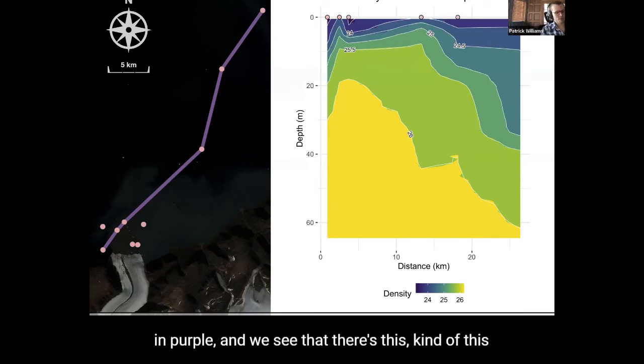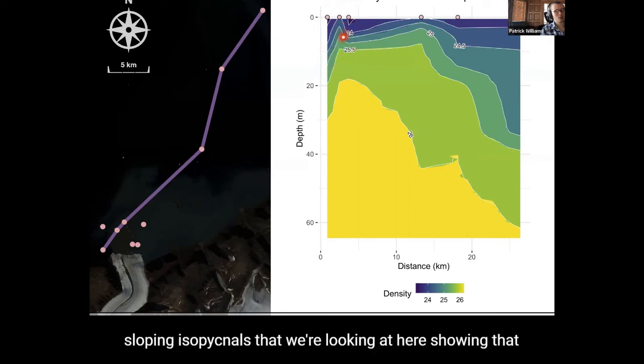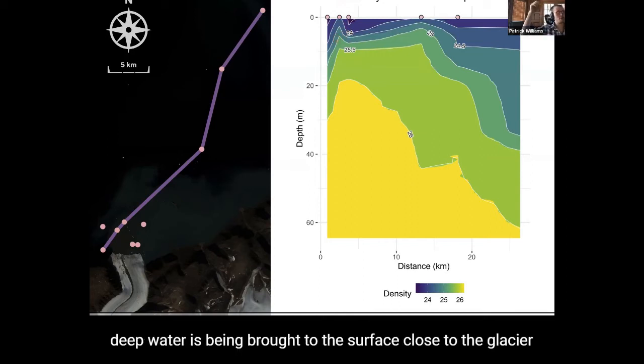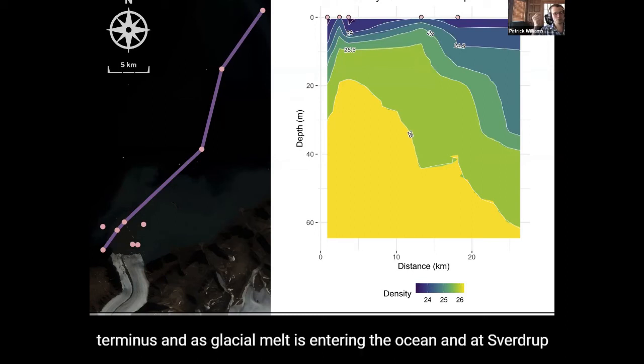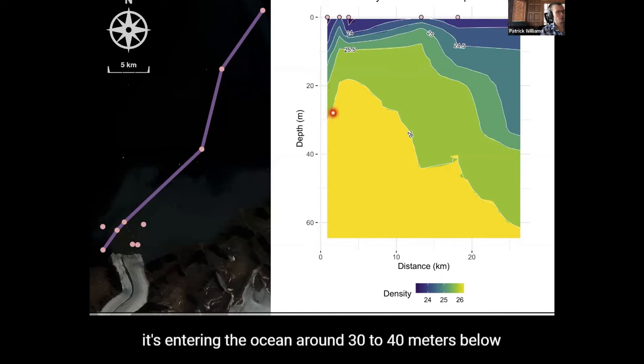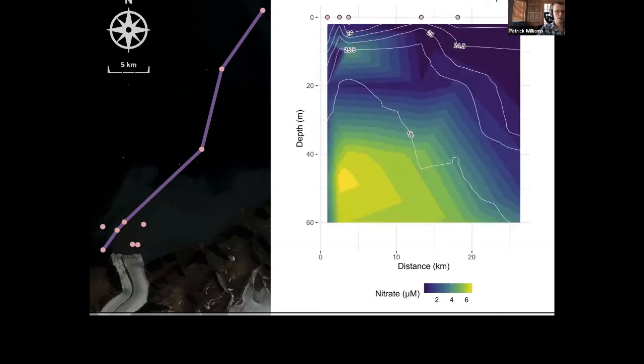And we see that there's this hump of denser water close to the surface, right? These upsloping isopycnals that we're looking at here, showing that deep water is being brought to the surface close to the glacier terminus. As glacial melt is entering the ocean at Sphere Drop around 30 to 40 meters below sea level, it's rising to the surface and dragging this deeper water with it, right? Creating this upsloping structure.